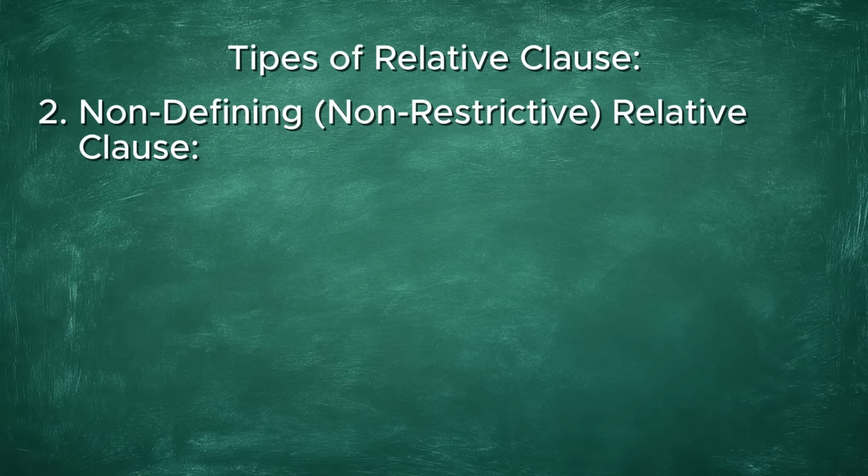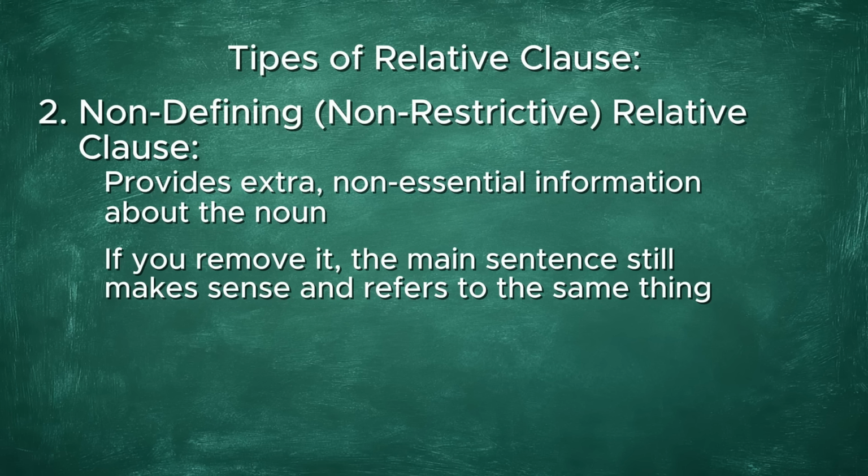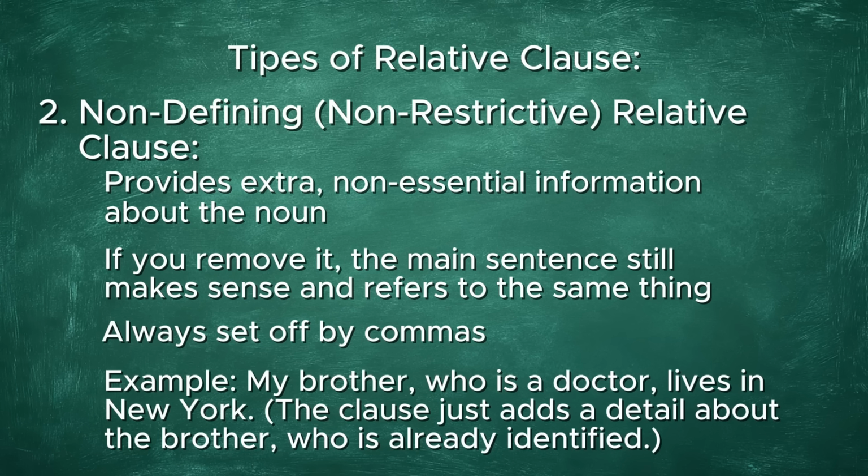Second, non-defining or non-restrictive relative clauses. Provide extra, non-essential information about the noun. If you remove it, the main sentence still makes sense and refers to the same thing. Always set off by commas. Example: my brother, who is a doctor, lives in New York. The clause just adds a detail about the brother who is already identified.